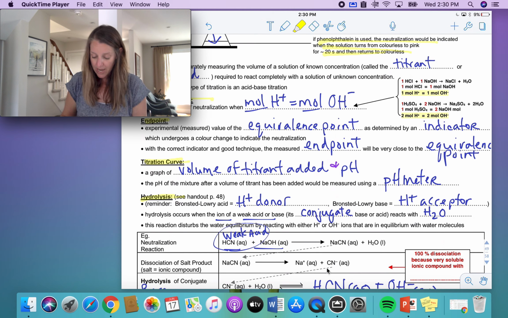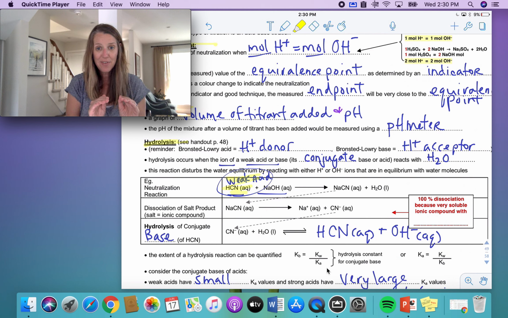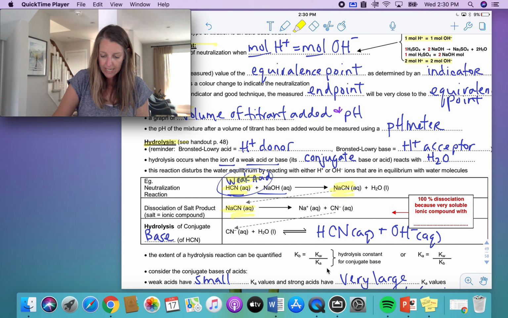Okay, so how does it work? Here's that example that we've done for the last couple of lessons. If you have a weak acid, strong base. Acid base gives you a salt and a water. Let's look at the salt that gets produced. Now I want to think about the dissociation of that salt, and then I want to link together.